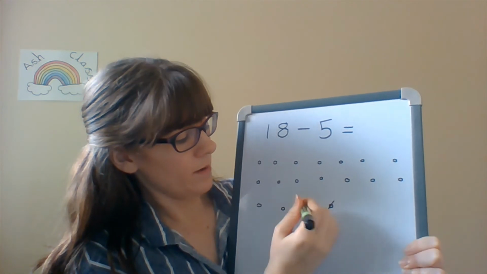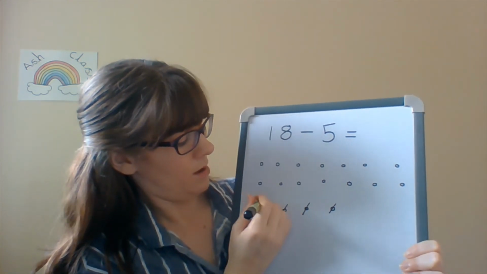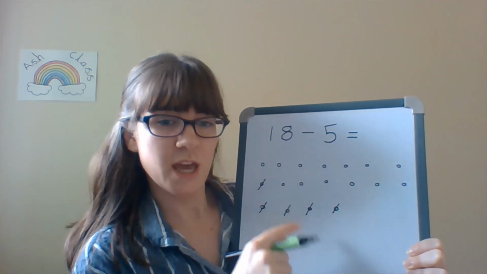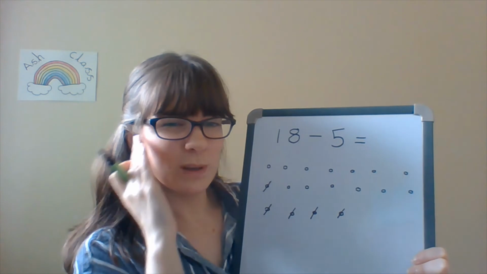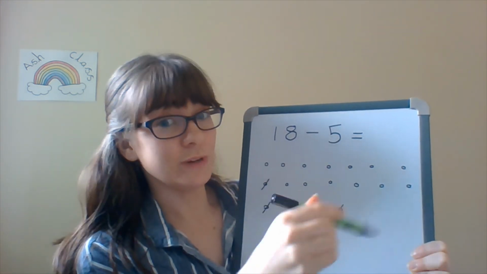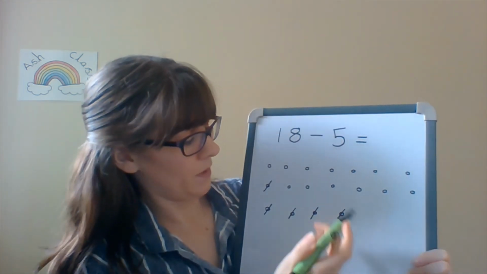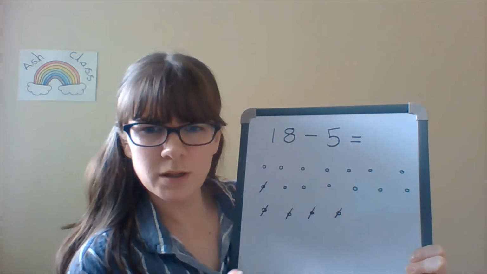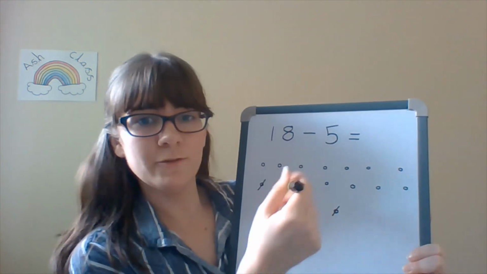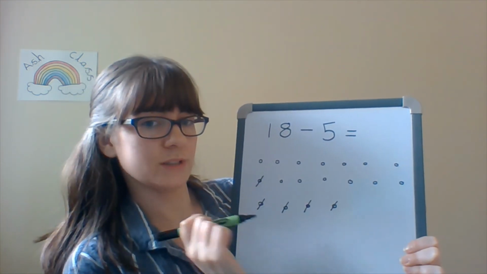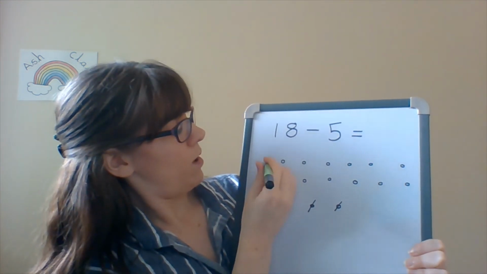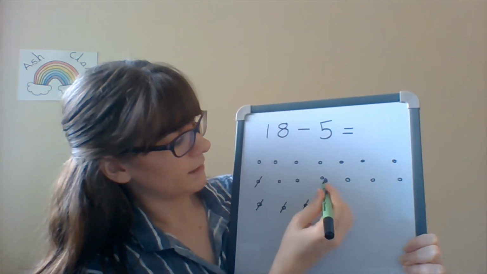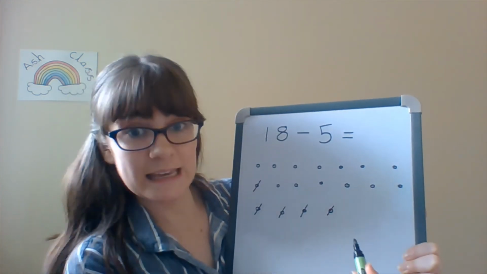So I'm going to take away 1, 2, 3, 4, 5. The reason I chose to take them all away, the ones that were next to each other, is just to be a bit more efficient and quicker and it would be easier for me to count them. But it didn't really matter which 5 I took away from my 18. So I took away 1, 2, 3, 4, 5. And my answer is, how do I know what the answer is? Oh, it's what I'm left with. So whatever's left, whatever is not crossed out, is what the answer is. So 1, 2, 3, 4, 5, 6, 7, 8, 9, 10, 11, 12, 13.